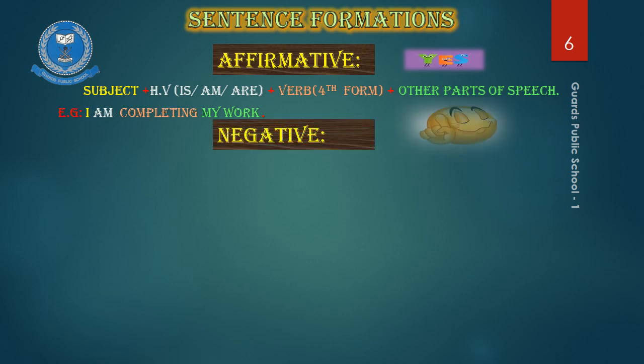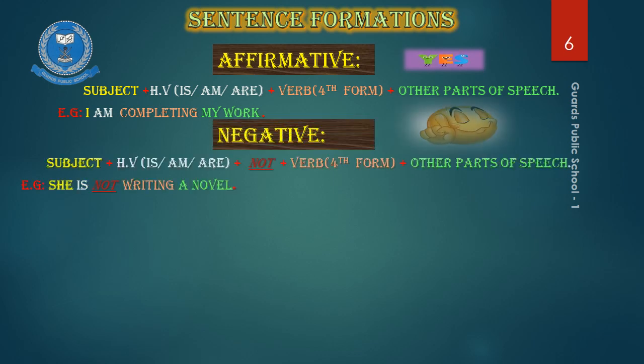For negative, we have subject, the helping verb, the word not, the fourth form of verb, and other parts of speech. For example, she is not writing a novel.